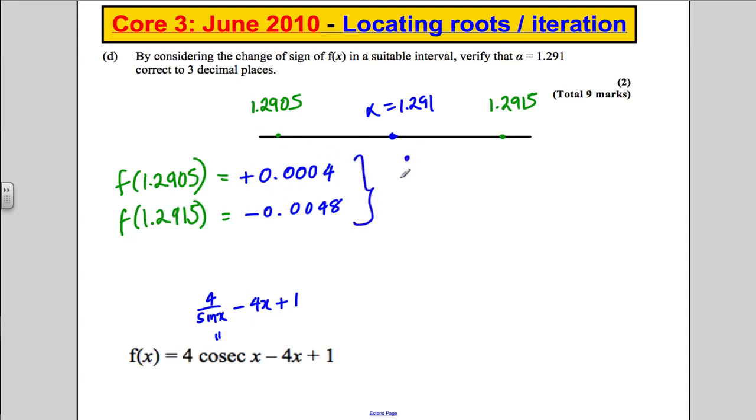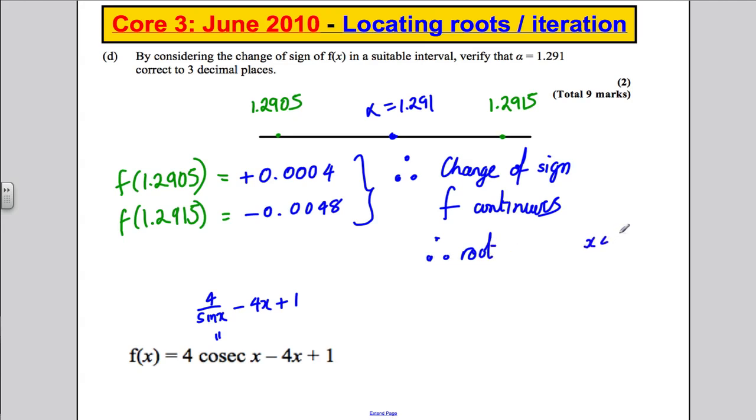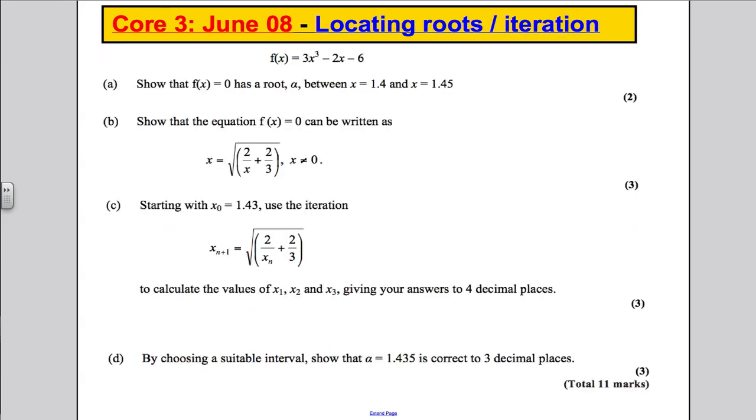So we write the usual blurb, namely that change of sign and we say that f is continuous, therefore root x less than 1.2915 bigger than 1.2905, and in particular therefore alpha is 1.291 is correct to 3dp. And there we go. Next question, pause, have a go.